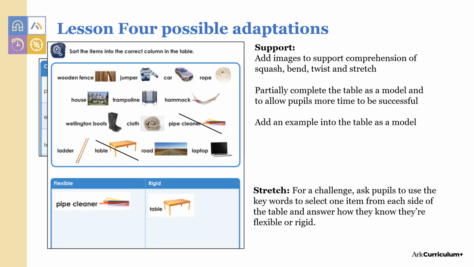Stretch pupils with a challenge and ask pupils to use the keywords to select one item from each side of the table and answer how they know they're flexible or rigid.